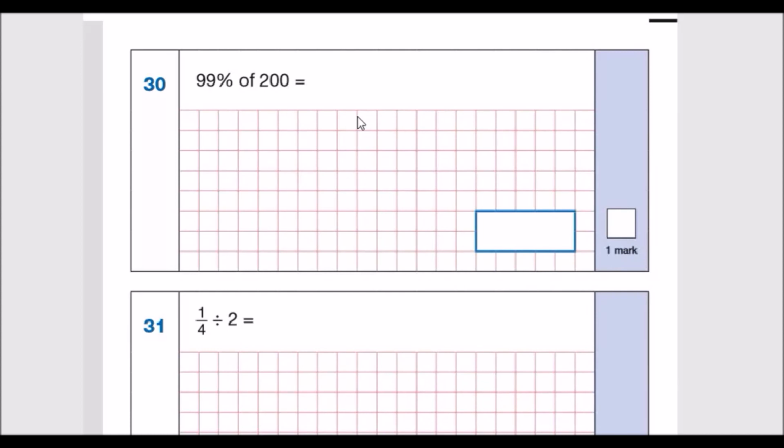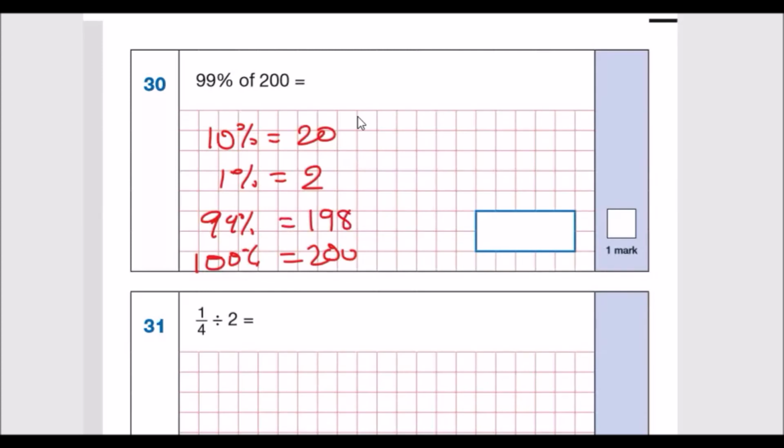First things first, always find 10%, because it means divide by 10. Divide 200 by 10, you get 20. To get 1%, divide again by 10, because to get from 10 to 1, you divide by 10, so it's 2. That means to get 99%, imagine 200 represents 100%. If you subtract 1%, you subtract 2, so you get 198. So this is a nice nifty trick. If you have a really high percentage, find the low percentage and subtract it from the 100%, and you should get the values. That's it.